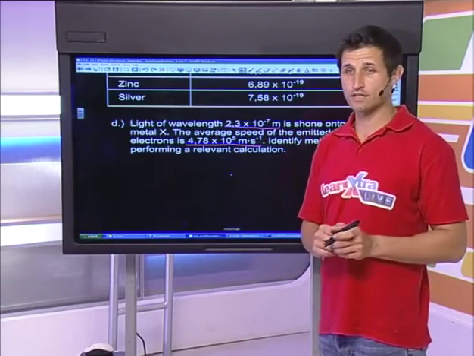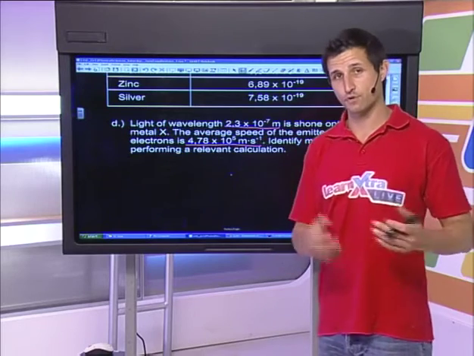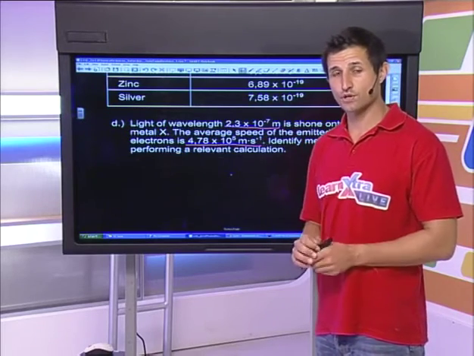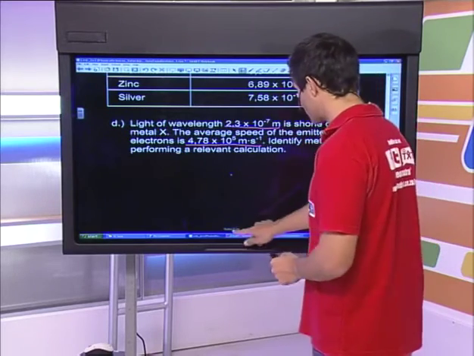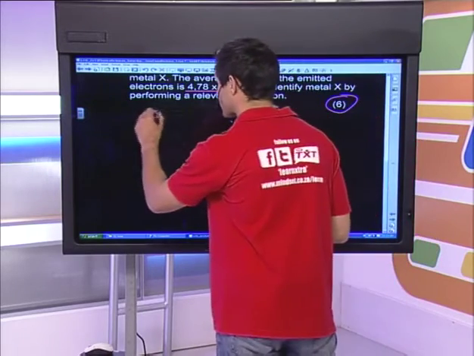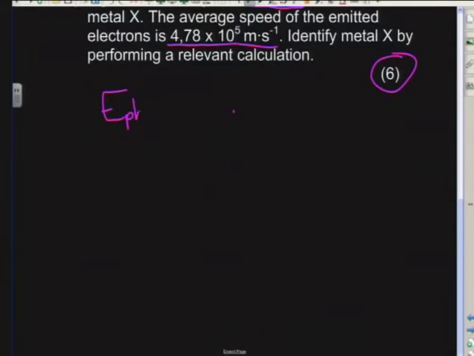The best way to do that is to ask, what type of question is this? This is a photoelectric effect question. So let's write down the photoelectric equation, Einstein's photoelectric equation. He said that the energy of a photon, when it strikes a surface, is divided up into 2 parts. It's divided up into the work done to get the electrons off, plus the kinetic energy of the electron.